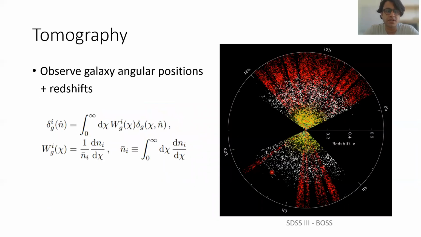The second part of our data set are galaxy maps, which are 3D maps of galaxies which contain both angular and redshift information. So in order to cross-correlate it with lensing convergence, we need to project these along the line of sight. And this projection is performed with the galaxy window function, which is simply the redshift number density along the line of sight.